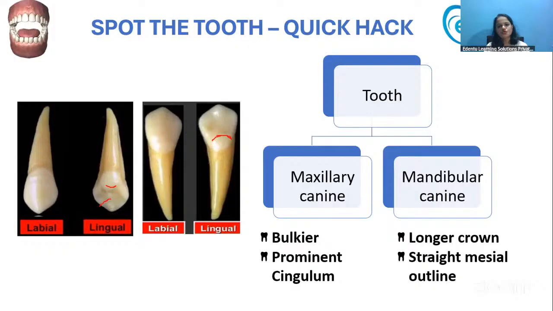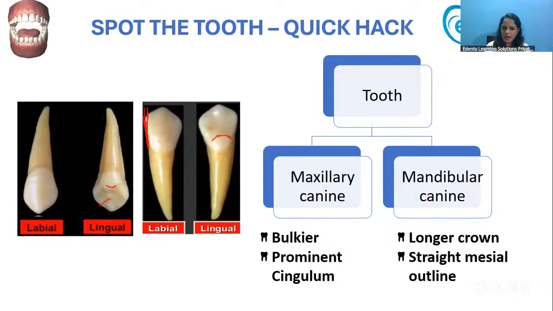Once you identify whether it is the maxillary canine, usually it will be bulkier with a very prominent cingulum. All those features will be there. In the mandibular canine, the crown will be a little bit longer with a straight mesial outline. Look at the mesial outline here, that can also be looked for. So these are some of the tips to identify whether it is the maxillary canine or the mandibular canine.